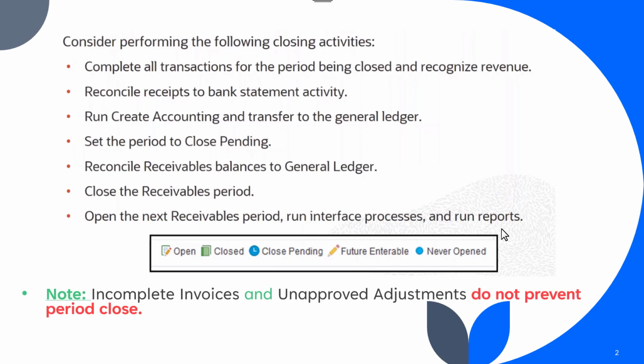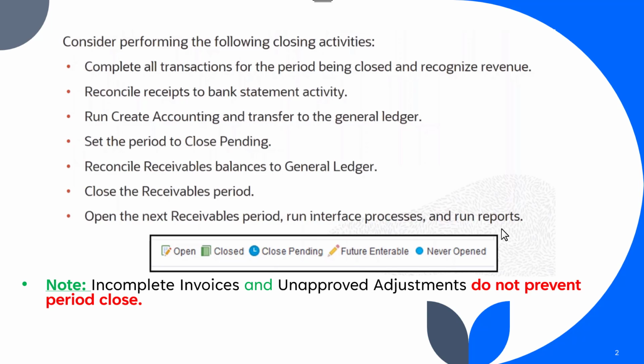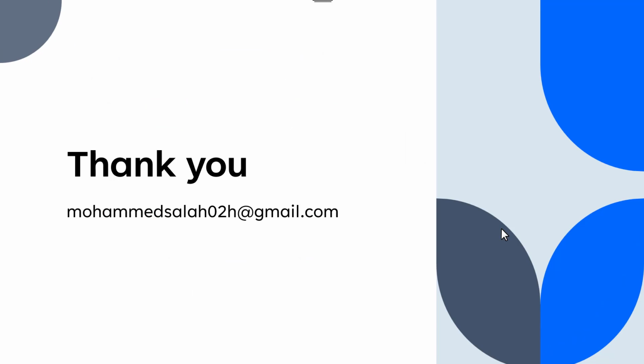There is one very important point here, that incomplete invoices and unapproved adjustments don't prevent period close. Again, this does not prevent you from closing the period. That means you can close the period with incomplete invoices and unapproved adjustments. I hope now that you got what the checklist is to close your receivables period.